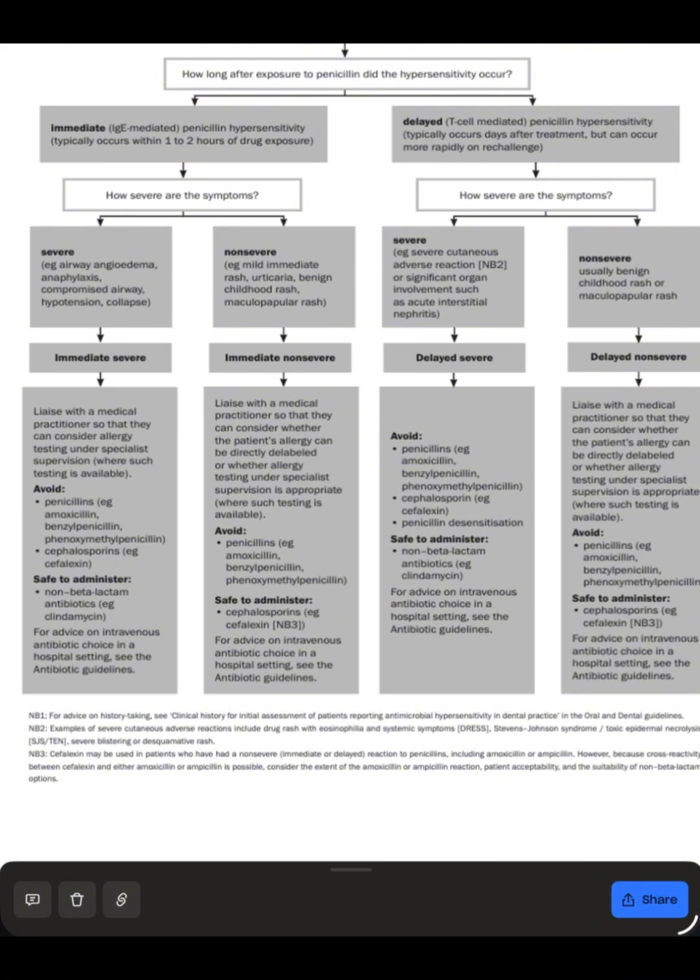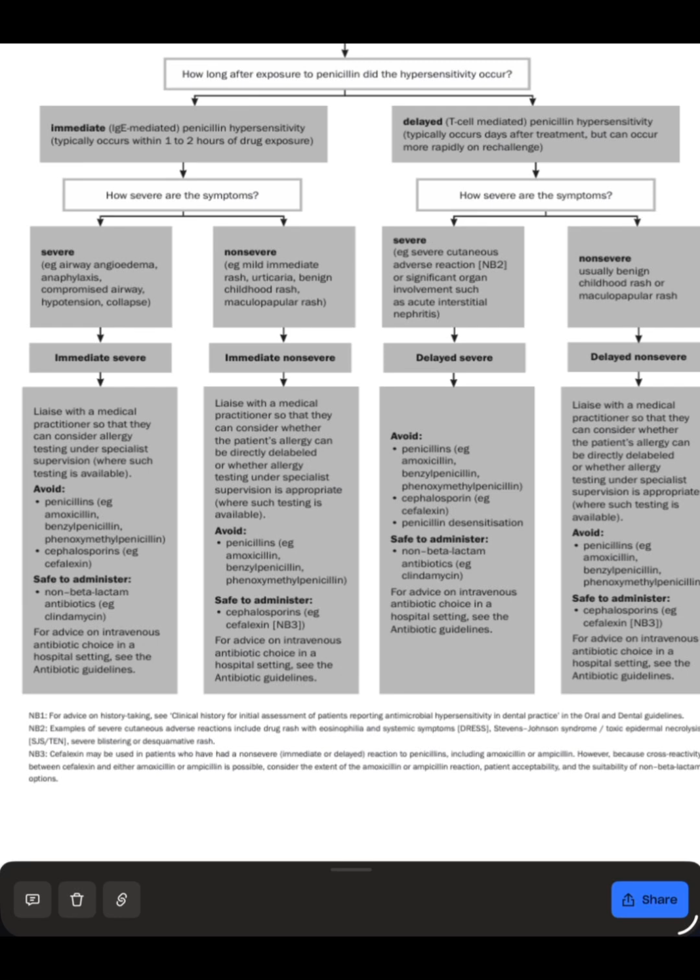In this condition, we need to liaise with the medical practitioner so that they can consider allergy testing under specialist supervision where such testing is available. But if the patient has immediate severe hypersensitivity reaction, we need to avoid penicillin, for example, amoxicillin, benzyl penicillin, phenoxymethyl penicillin, and we also need to avoid cephalosporin, for example, cephalexin.